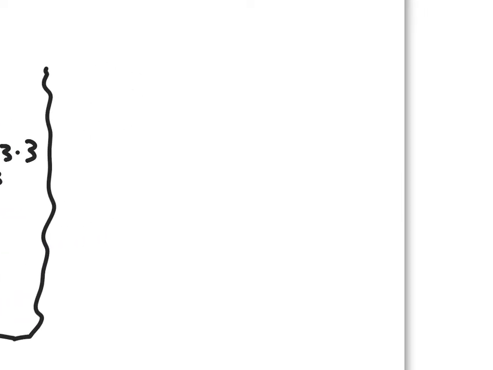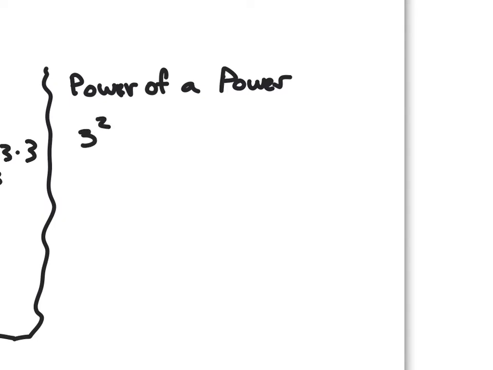And the next one we're going to call power of a power. Let's say I take 3 squared and I raise that to the 4th power. The long way of saying this is, if I have 3 squared, I'm going to take what's inside and multiply it by itself 4 times. So this would really be 3 squared times 3 squared times 3 squared times 3 squared.